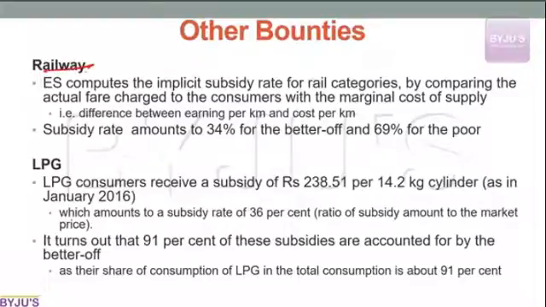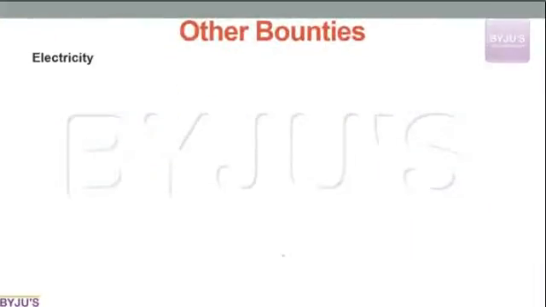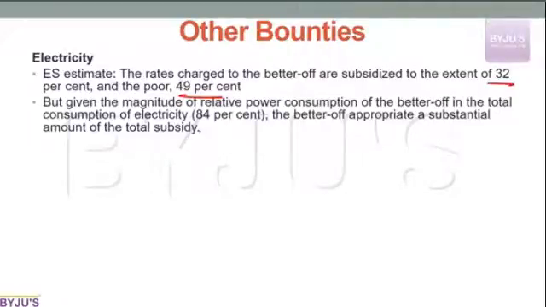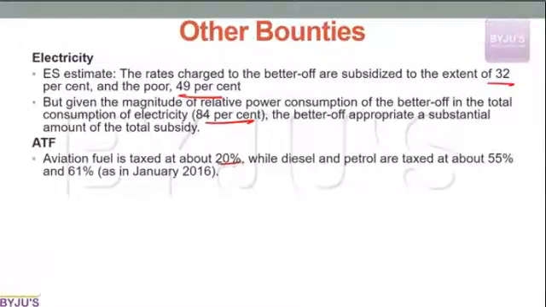Other bounties is railways. Now across category, the Economic Survey does a calculation and overall comes out with the recommendation that 34% is going to the better off, 69% to the poor. In LPG, 91% is going to the better off. So again, not an optimal allocation. In electricity, the Economic Survey says on the face of it, it looks like the poor are having 49% subsidy and the rich are having 32% subsidy. But 84% of electricity consumption is by the rich people. So effectively, most of the total subsidy goes to the rich people only. The poor people don't consume as much electricity. So effectively, still a bounty.